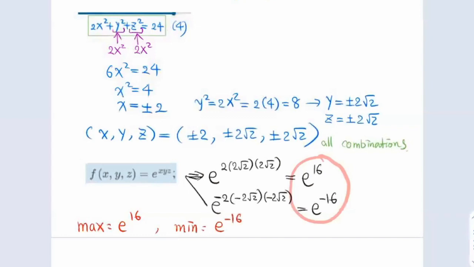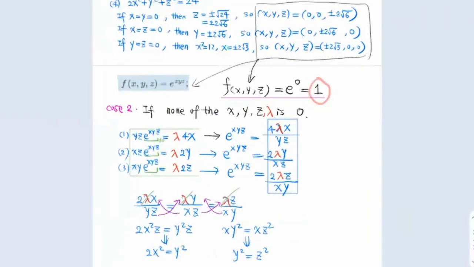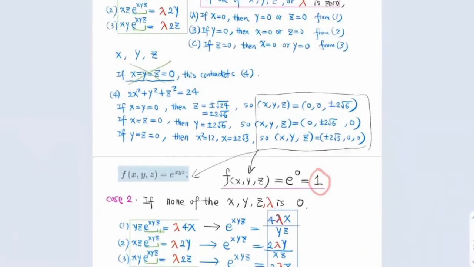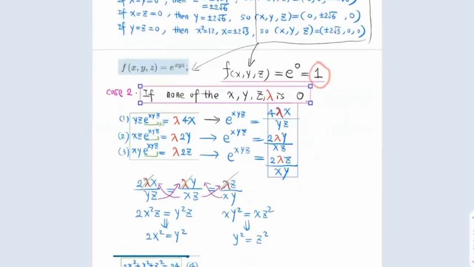So you found that after all this work, this problem is actually a little bit tricky because you have to consider 2 cases. One case is when one of the x, y, z or lambda is 0. The other case is when none of them is equal to 0. I think there might be another way to do it, but I think this is maybe one of the easier ways to do it.